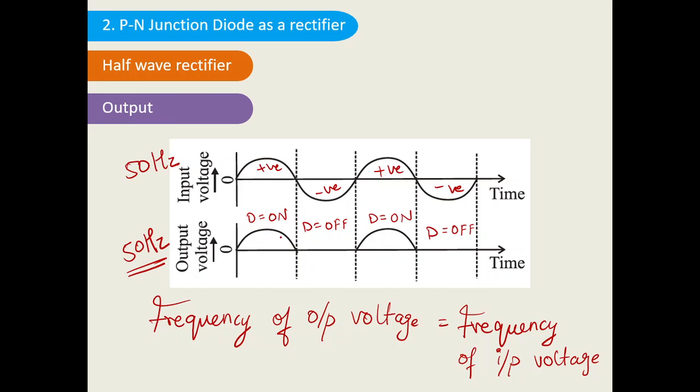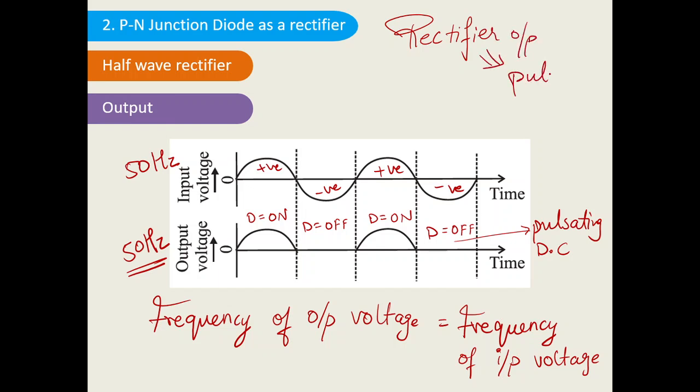Now, this is not pure DC. Since the quadrant is not changing, I can say this is pulsating DC. Always remember that rectifier output will be pulsating DC. Pulsating DC can be converted to pure DC by passing it through a filter circuit and regulator circuit. It can be made a straight line.